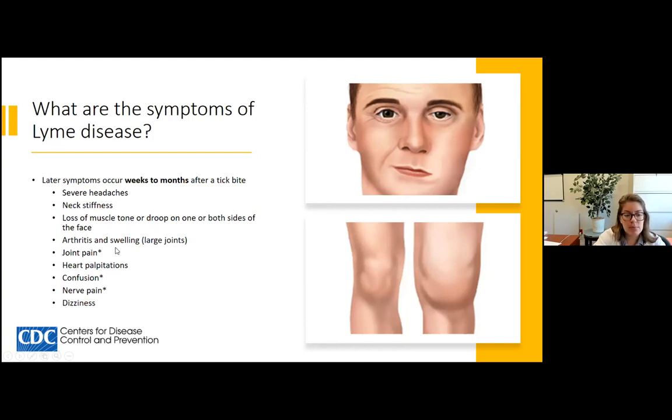Arthritis can develop usually in the large joints as depicted here, involving the knee. Heart palpitations, sometimes confusion, nerve pain, in addition to some issues with nerve and muscle strength, and dizziness. And some of these symptoms tend to last even after Lyme is treated. They can lag behind the treatment. So joint pain, sometimes confusion or brain fog, and nerve pain can persist beyond the treatment.